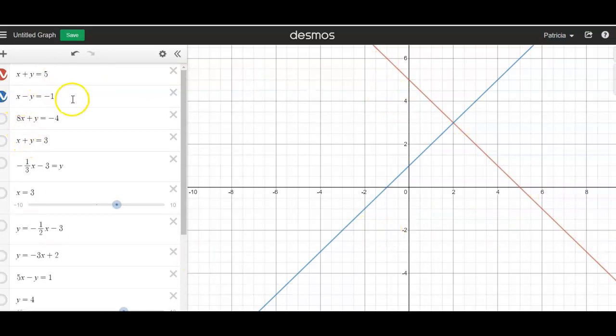And then the blue line is x minus y equals -1. This point right here is 2, 3. On the red line, there are infinite solutions. 0, 5 is a solution to x plus y equals 5. 5, 0 is a solution. This point here, it looks like 3, 2 is a solution. So any point I click on in this red line is going to be a solution.